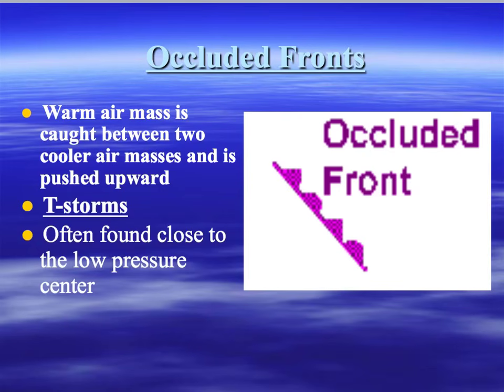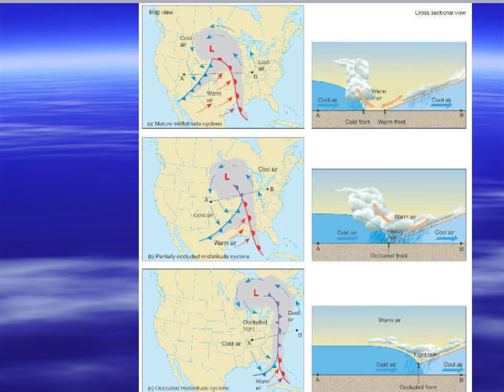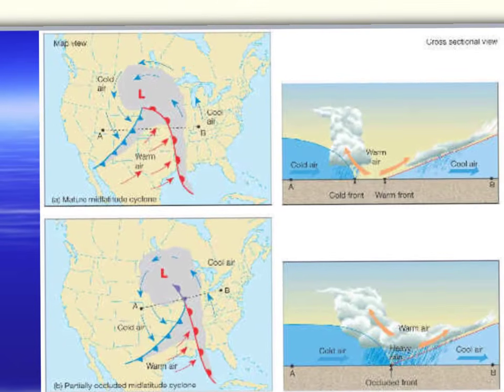The last type of front that we'll talk about is called an occluded front. And an occluded front is when a warm air mass is caught between two colder air masses and is pushed upwards. This will also give us thunderstorms and is found close to a low pressure center. And its symbol is the warm and the cold symbols going all in the same direction. So here we can see an occluded front from two different vantage points.